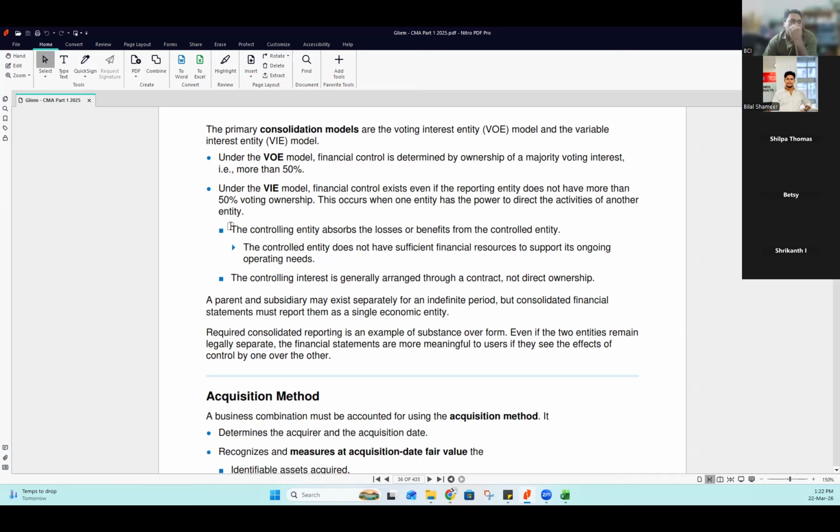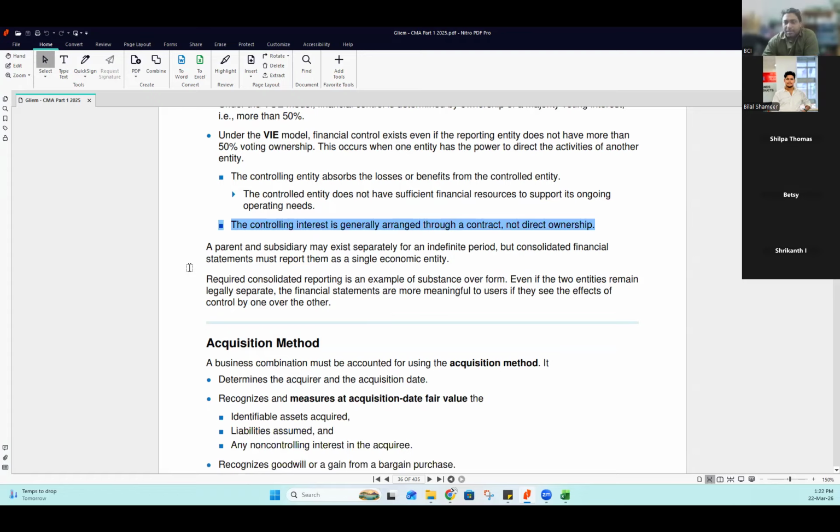Now, the controlling entity absorbs the losses or benefits from the controlled entity. The controlled entity doesn't have sufficient financial resources to support its ongoing operating needs. The controlling interest is generally arranged through a contract, not direct ownership. Clear? Here in UAE, we call that agreement Wakil Khidmat.